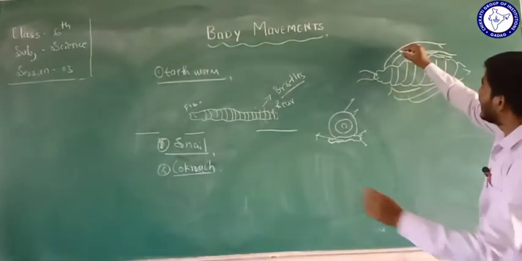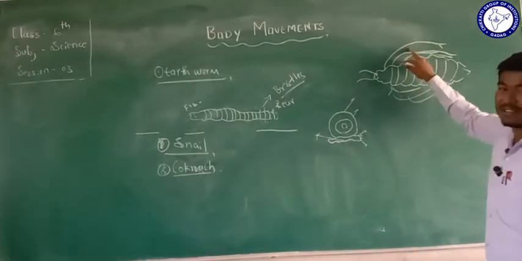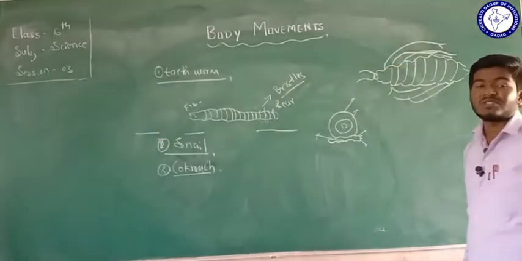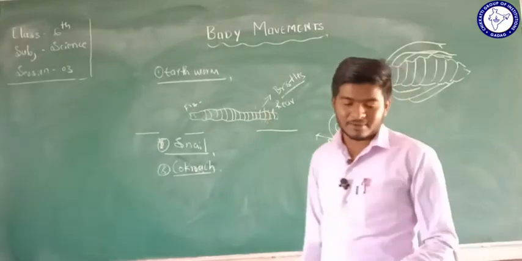And also the cockroach has two pairs of wings on its body. With the help of those wings, the cockroach can fly in the air.